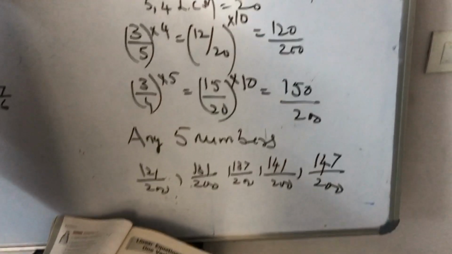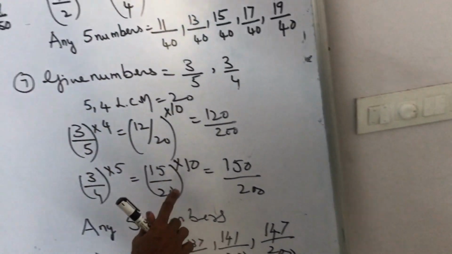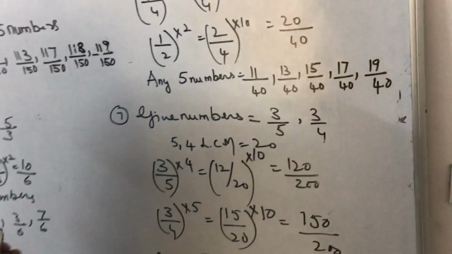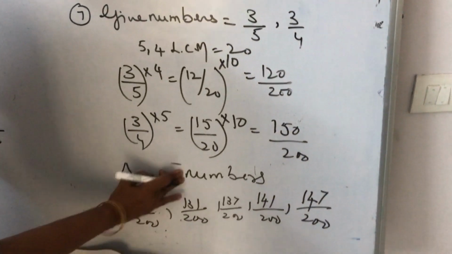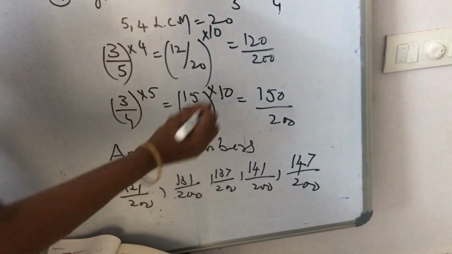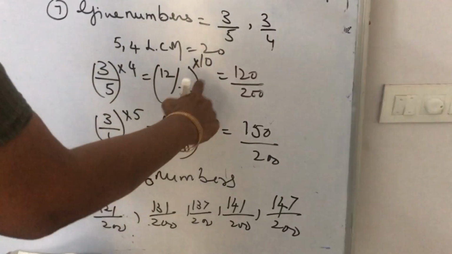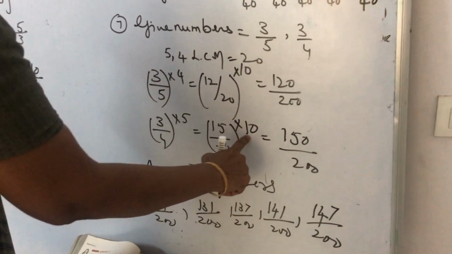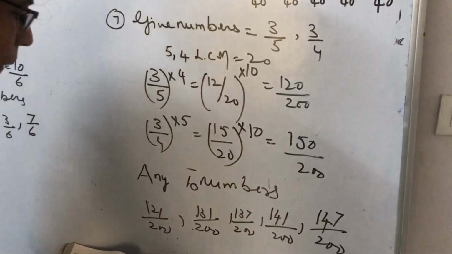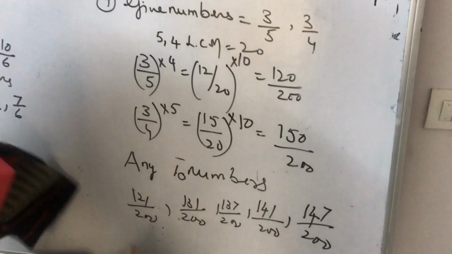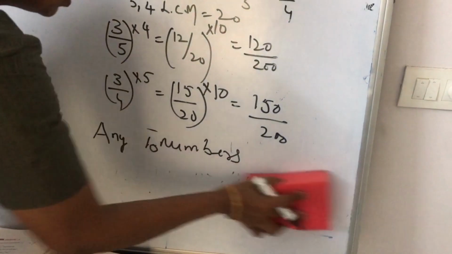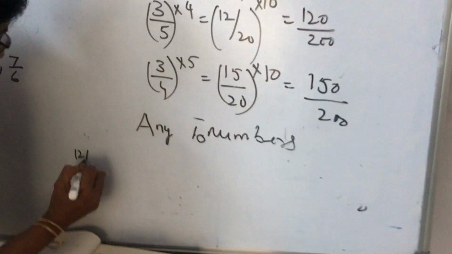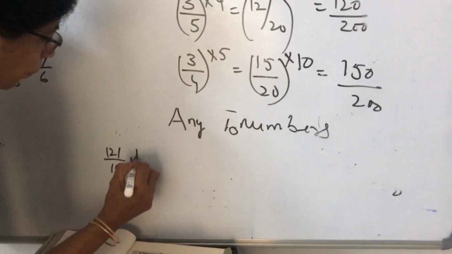Between 12 and 15, you do not have 10 numbers. So I multiplied with 10. So write, what are the denominators now when you multiply with 10? 12 by 20 into 10 is 120 by 200, and 15 by 20 into 10 is what? 150 by 200. Write any 10 numbers between them, you can write according to your choice, children.